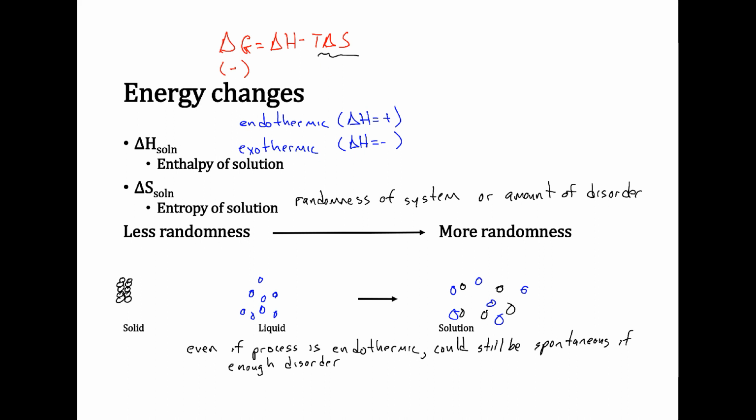Okay, the other case would be, what happens if you're going the other way here? Let's say we're going from more randomness to less randomness. We could say that even if the process is becoming more ordered, if delta H is negative, so it's exothermic and it's large enough, the process could still be spontaneous.